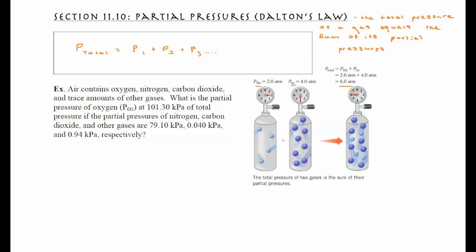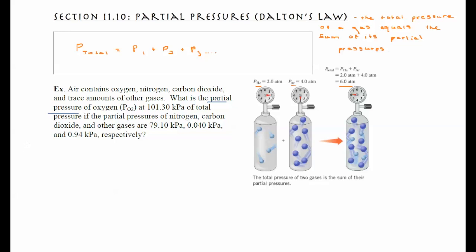So I'm going to do the first example problem with you. It tells us air contains oxygen, nitrogen, and carbon dioxide and trace amounts of other gases. What is the partial pressure of oxygen at 101.3 kPa of total pressure if the partial pressures of nitrogen, carbon dioxide, and other gases are, and it lists them.